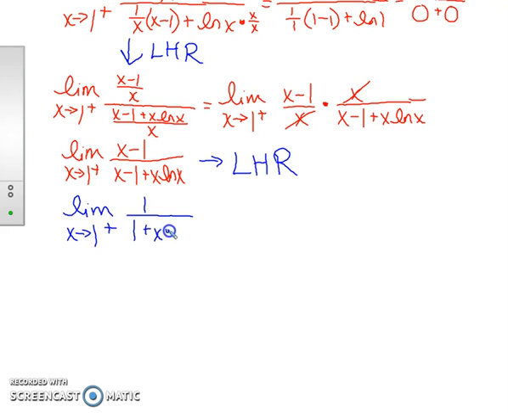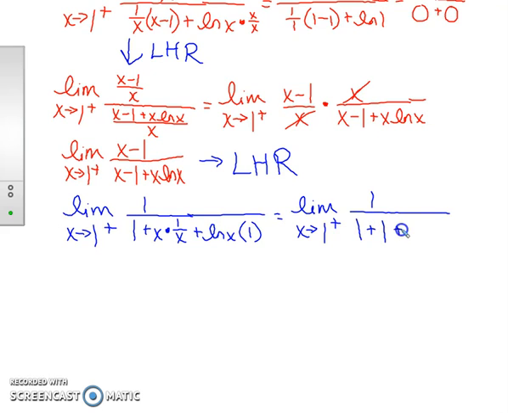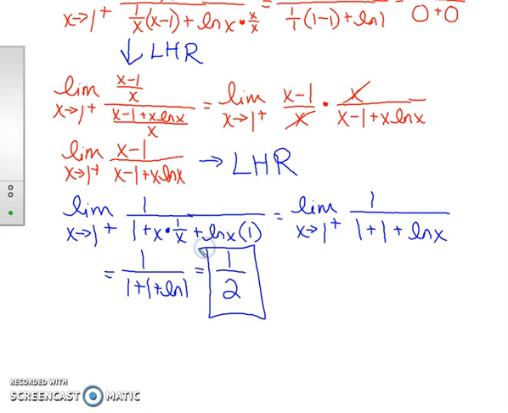So first times derivative of the second plus second times derivative of the first. So that ends up as 1 over 1 plus 1 plus natural log of x. And I'm already happy because I see where this is going. So now if I try to substitute, I have 1 plus natural log of 1 in the denominator. Natural log of 1 goes to 0, and so we get a final answer of 1/2.